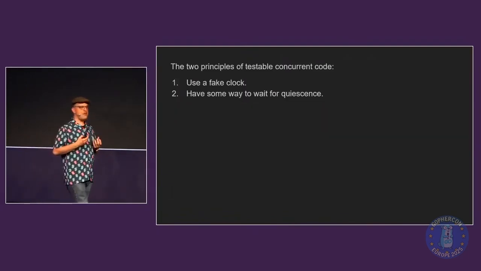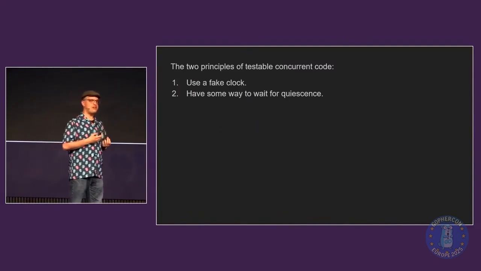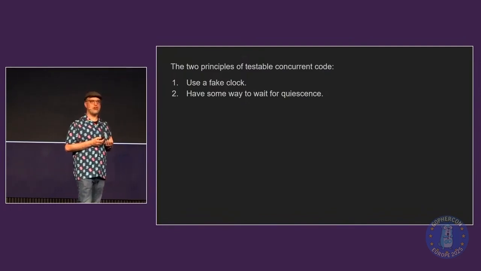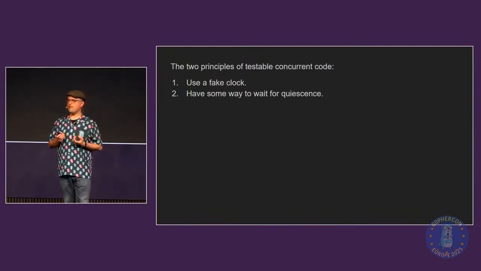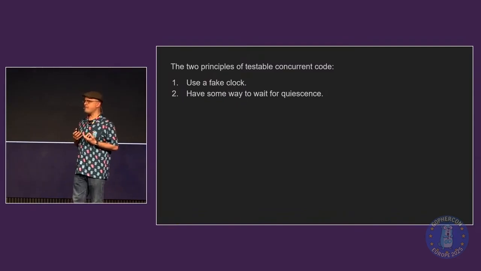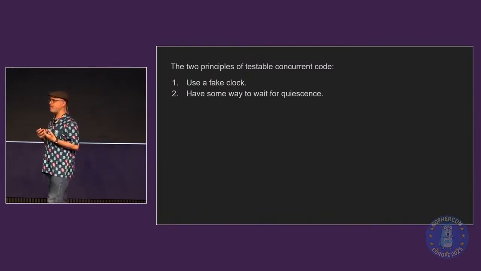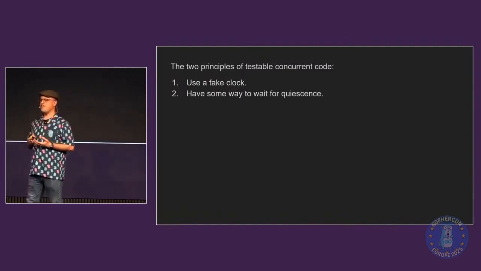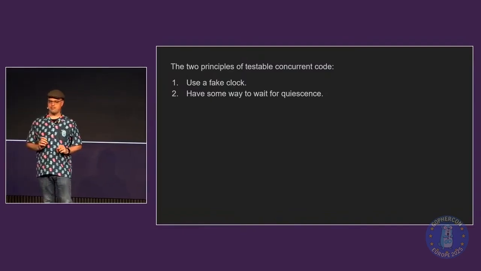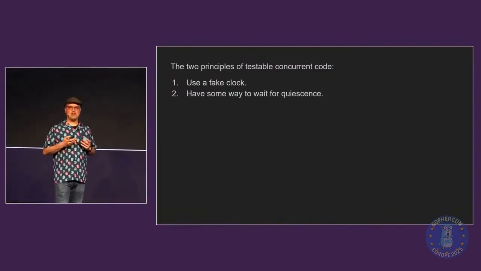And this is a very simple example, very trivial, but it does demonstrate the two fundamental principles of writing testable concurrent code. First, if you use time, use fake time in your tests. And second, have some way of waiting for quiescence, which is a very fancy way of saying that all background activity has stopped and the system is stable so we can examine it.